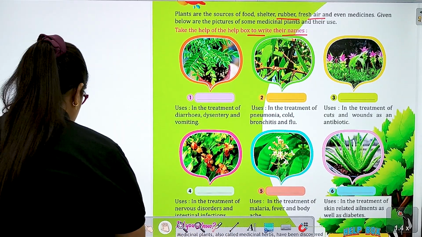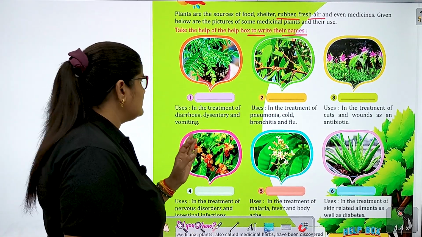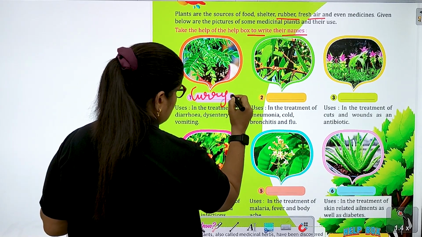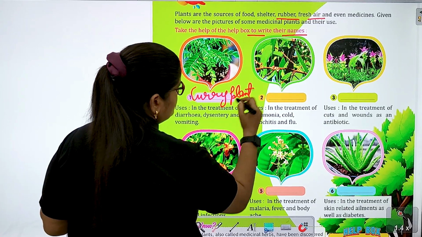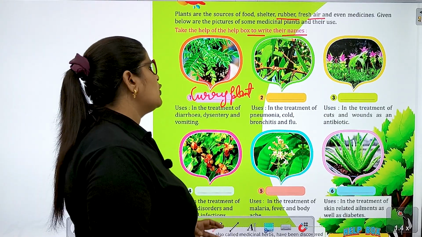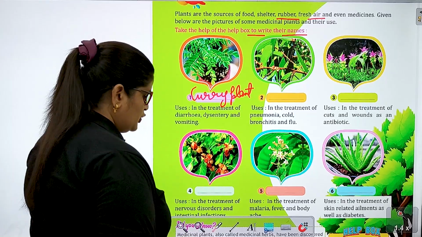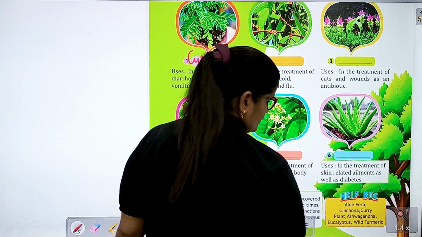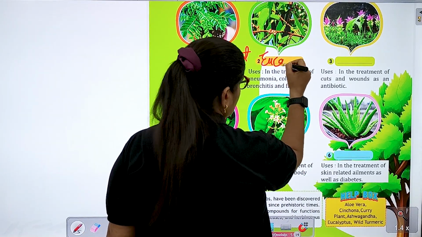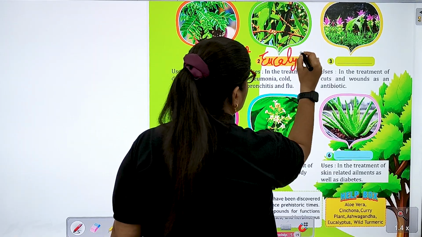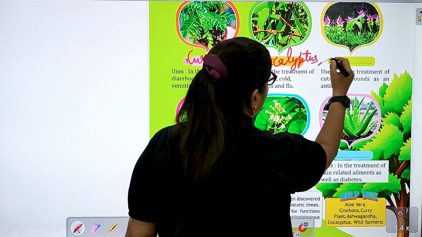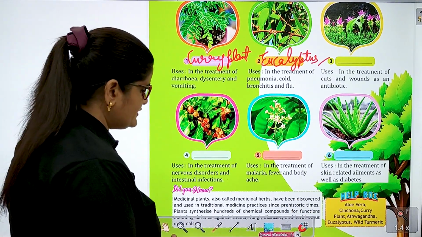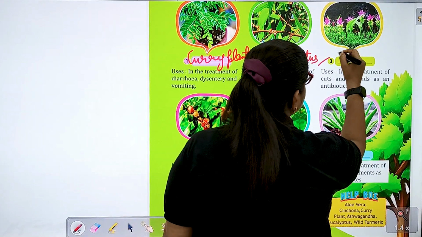Uses in the treatment of diarrhea, dysentery and vomiting. So this is our curry plant, the one whose curry leaves are used. Uses in the treatment of pneumonia, cold, bronchitis and flu. Eucalyptus. Uses in the treatment of cuts and wounds as an antibiotic. Wild turmeric.